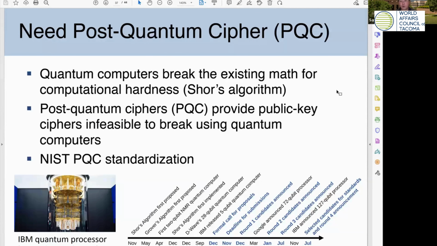We're currently in round 4, and in round 4, we actually did select some of these public key cryptography ciphers. There's one class called key encapsulation mechanism. There's another category called digital signatures. But we do have ciphers which got selected for standardization.